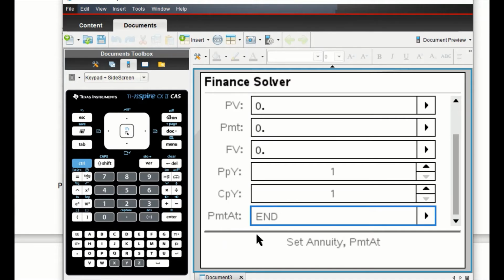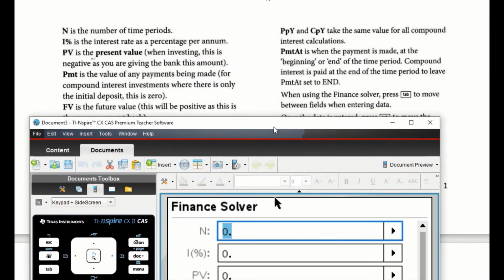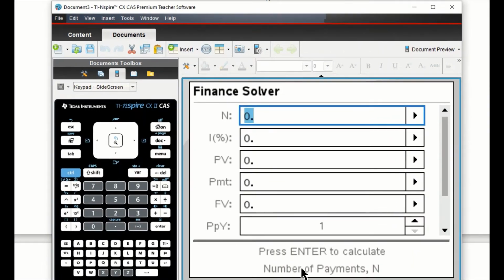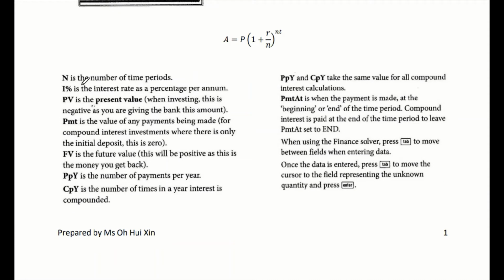Now let's see how we are going to use all these things when we compare them with our formula. The first one, the N here means the time, or how many payments that you do, or how many compounding periods that you do. How many compoundings occur during your investment period, basically. Remember that the big N here is not the same N that you write in the formula. The big N here is actually the nt value.